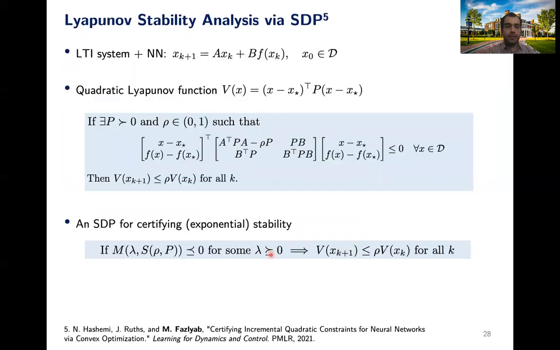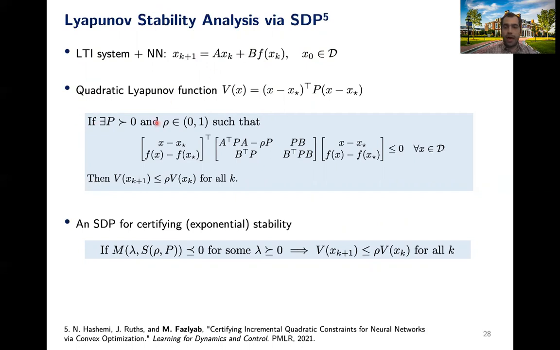So the second application for incremental quadratic constraints is stability analysis of an LTI system plus a neural network controller. Suppose that we are given this closed-loop system, and the initial condition belongs to some set D. In order to do stability analysis, we can, for example, consider quadratic Lyapunov functions parameterized by a positive definite matrix P. X star here is the equilibrium point.